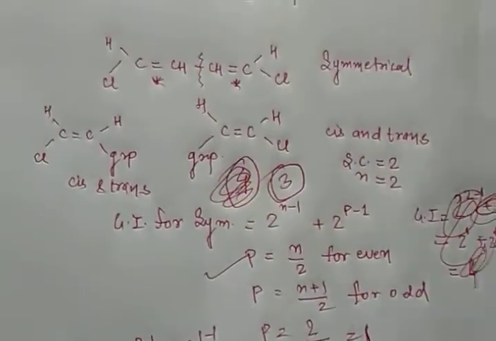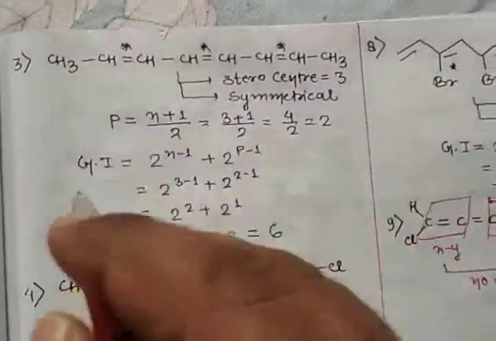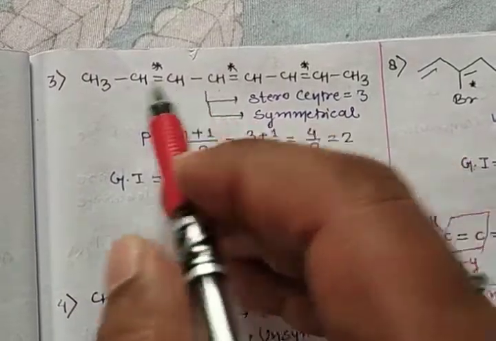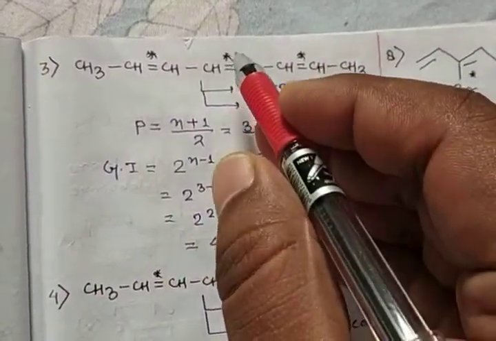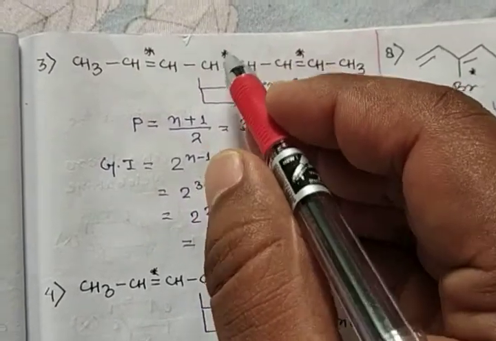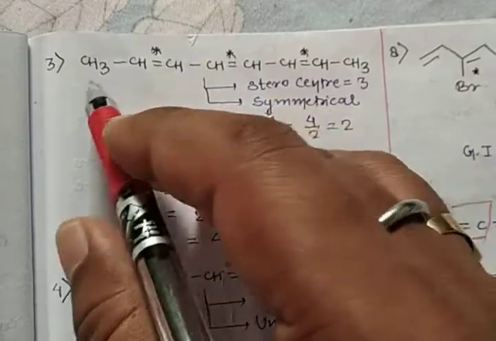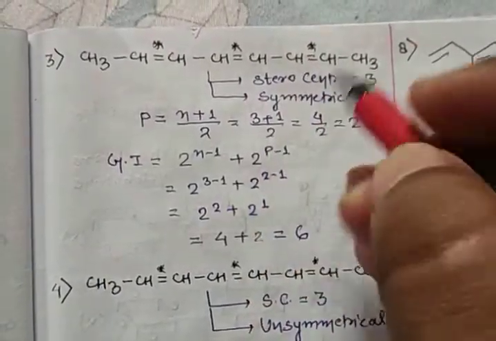Okay, clear? Clear 100%? Now again, I have lots of examples. So now just check. First you consider whether this is symmetrical or unsymmetrical. Now, in this case, just cut on that double bond: CH, CH, CH, CH3. It means how many stereo centers?